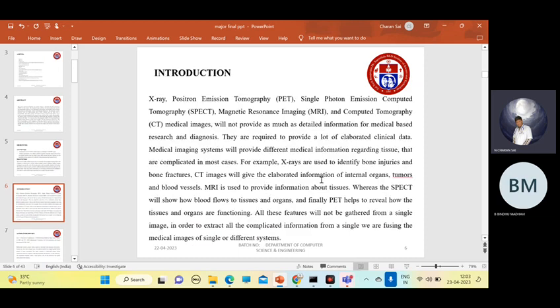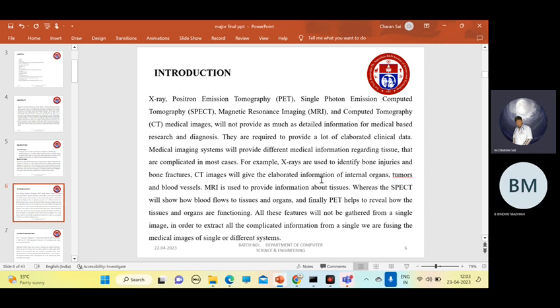Introduction. Magnetic resonance imaging MRI and computed tomography CT medical images alone will not provide as much detailed information in medical research and diagnosis, and they are required to provide a lot of elaborated clinical data. Medical imaging systems provide different medical information regarding tissues.